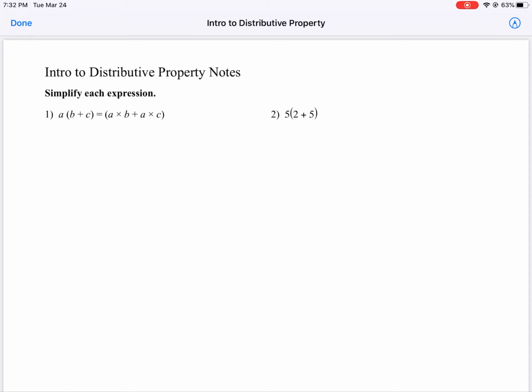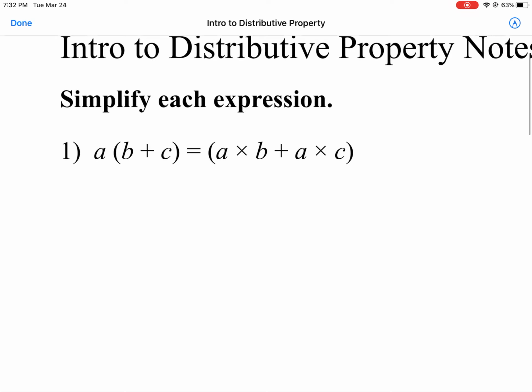All right, so distributive property. I'll get right to it. So let's look at number one, the formula that's going on here. When we have a question like this, A times B plus C, distributive property tells us to take this guy on the outside and distribute him to each letter or term on the inside.